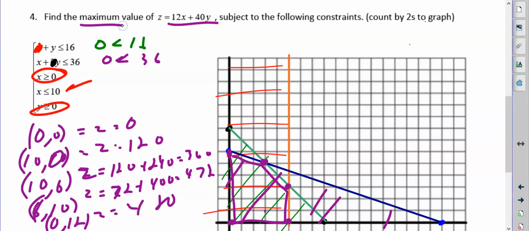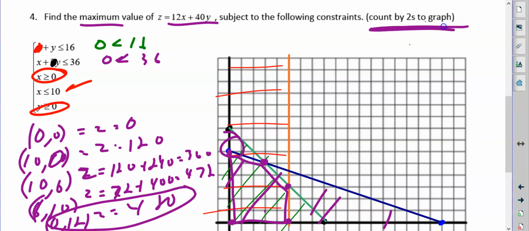And we're looking for a maximum. So that would be 480 by a little bit right there at 0, 12. That is the maximum value. And I was just about to finalize, but I thought, oh, I would point out my error. Hello, it says right here in the instructions, count by twos. How did I miss that? Oh well.